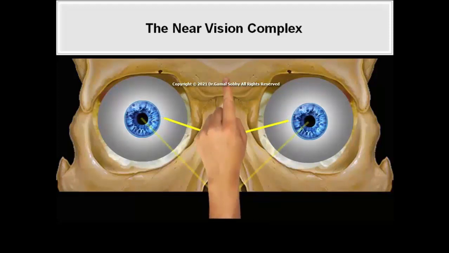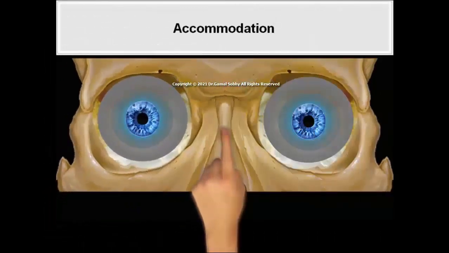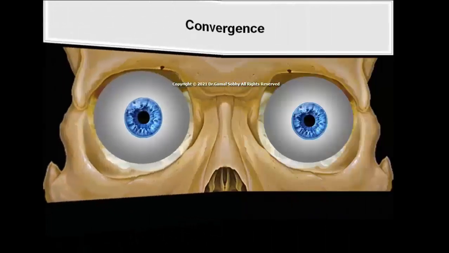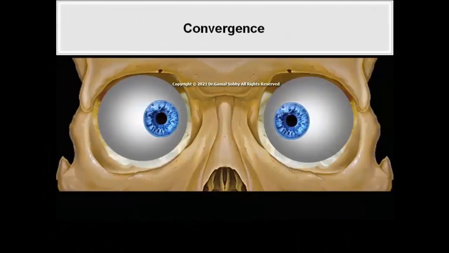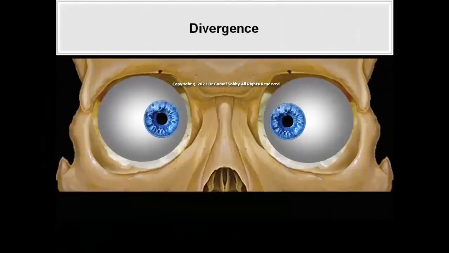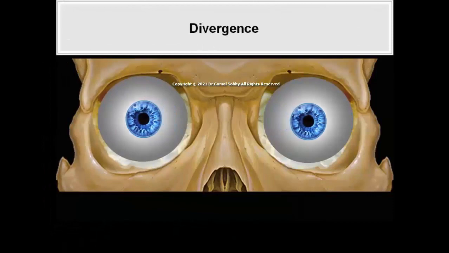The refractive power of the eyes is altered to ensure a clear retinal image. This process of changing the refractive power of the eye is known as accommodation. The change in the relative position of the visual axes is known as convergence when the angle formed by the visual axes increases, and is called divergence when the angle formed by the visual axes decreases.